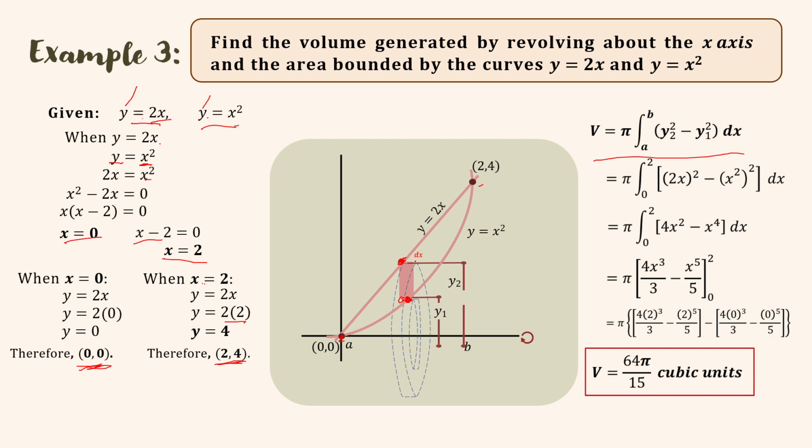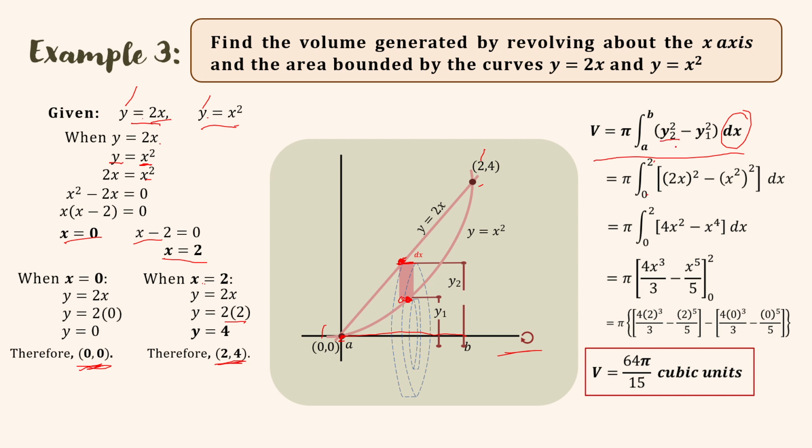And this one is y sub 2 squared minus y sub 1 squared, and that is the width in terms of dx. So how do we get the boundary? Since it is in terms of dx, because the axis of rotation is about the x-axis, what is the intersection? In terms of x, this is 0, and going here, this is 2. So therefore, from 0 to 2.